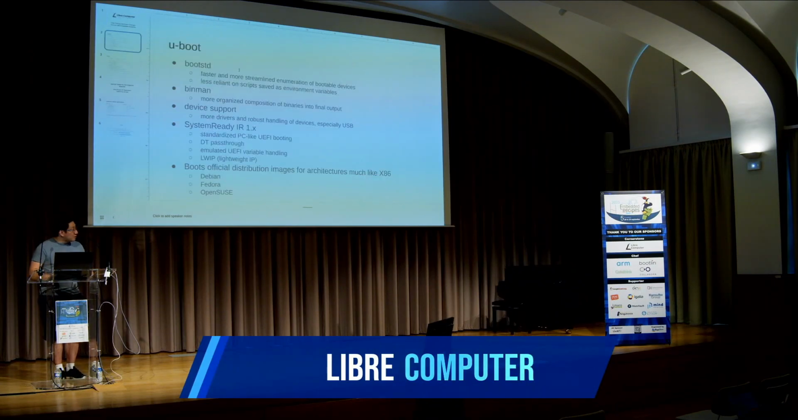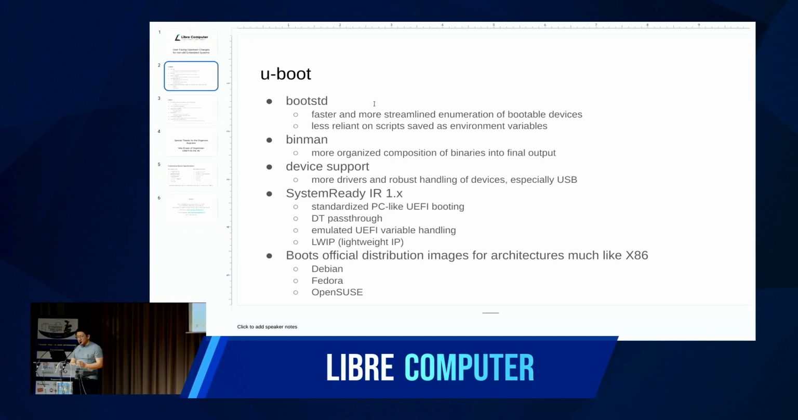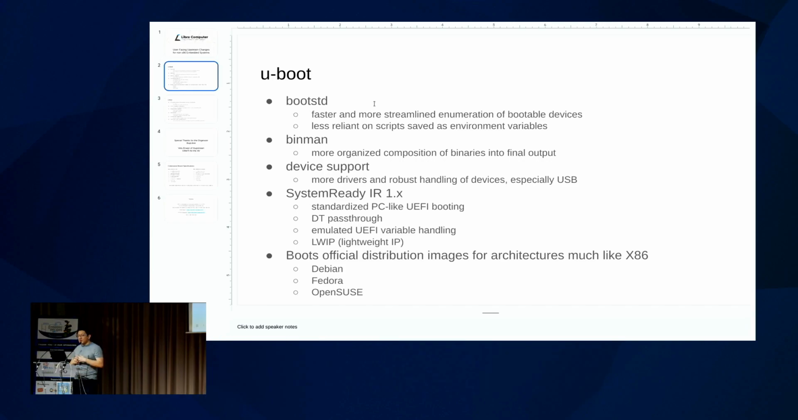In terms of U-boot, some recent changes include bootstd. This change came after the device manager, the DM subsystem, and it allows faster and more streamlined enumeration of boot devices. It also cleaned up a lot of reliance on boot scripts that were littering the environment variables. Every time you saved your environment in U-boot, you saved an 8K block of data. This removed all of the boot scripts, so now you have a very clean environment in which you can have more flexibility to do a lot of things.